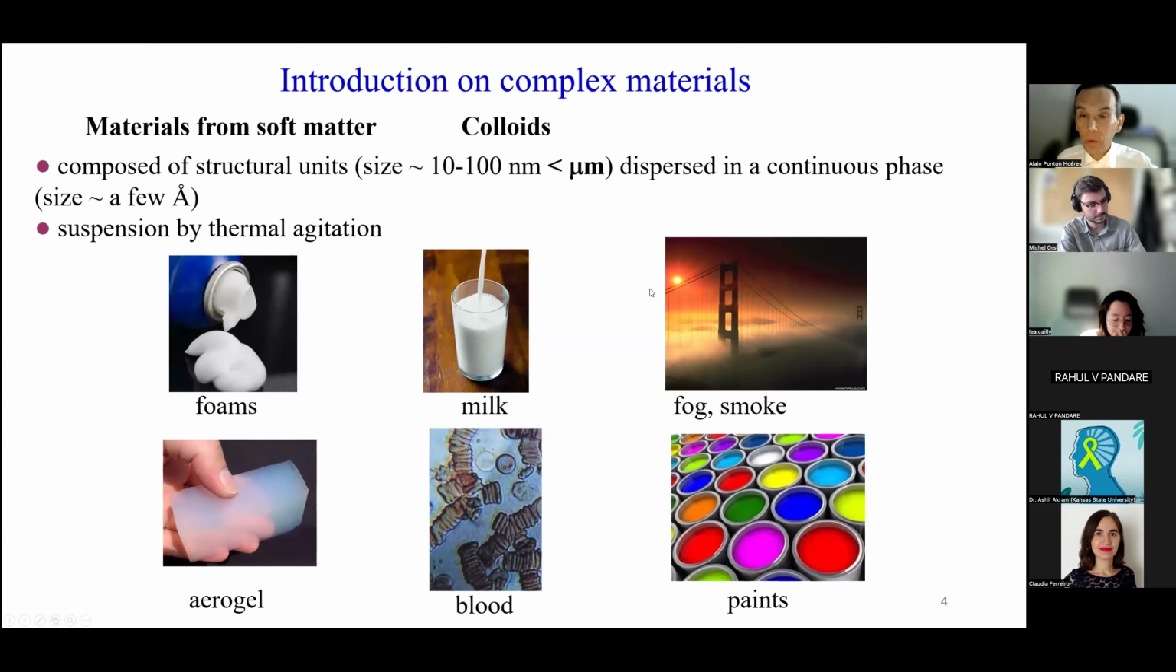So first, colloids. As you probably know, colloids are structural units with a size lower than a few tens of microns, dispersed in a continuous medium. And these structural units are subject to thermal agitation. This thermal agitation, in general, is sufficient to maintain a dispersed medium. And here you have some examples of colloids and applications of colloids in current life.